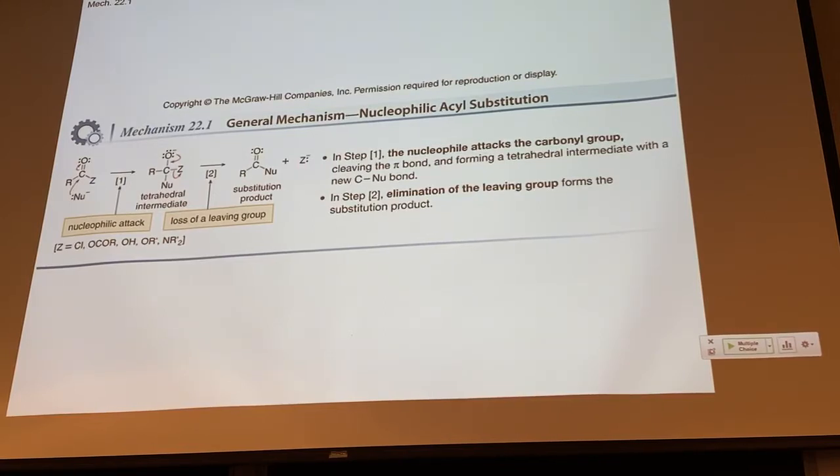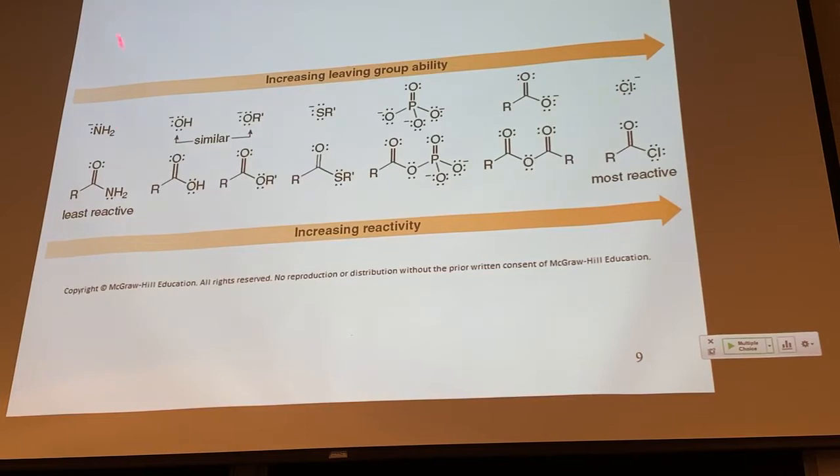So the relative reactivity of our carboxylic acid derivatives is going to depend on, well, the nature of our Z. Okay, so we look here at this table. We have increasing leaving group ability, and we have that correlating with increasing reactivity of these carboxylic acid derivatives.